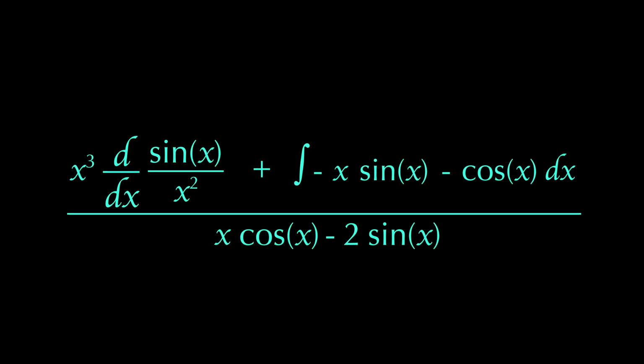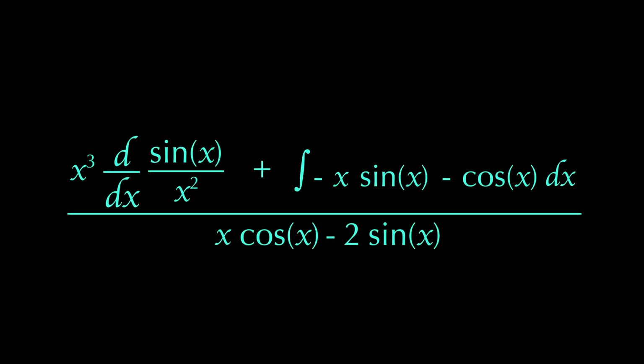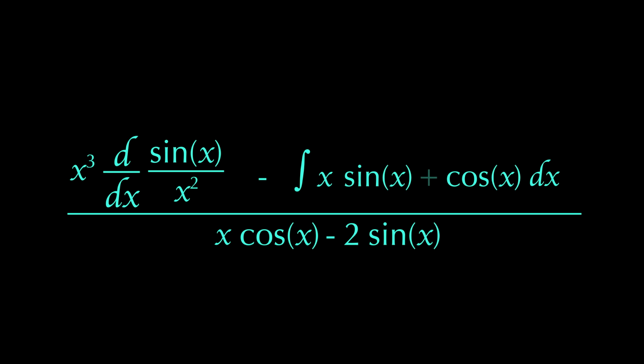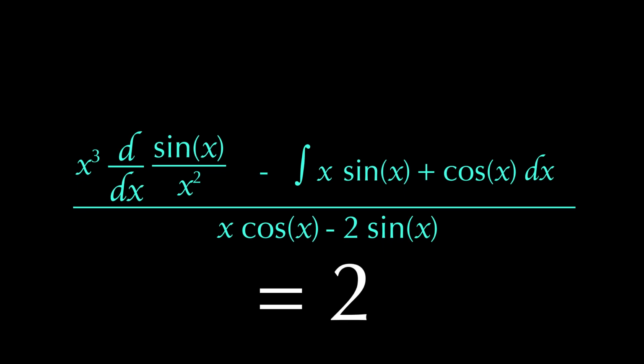And presto, we have a derivative and an indefinite integral side by side. And of course, both of them are equal to the same thing. We can also pull out this negative just to be a little bit more tidy. And here we go, a fancy pants monster that is equal to 2.